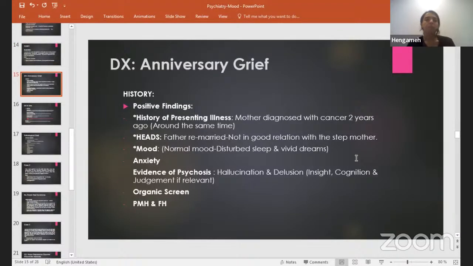So the positive points in the recalls are: mother diagnosed with cancer 2 years ago, around the same time, and he's going to say he recovered. So an important question is whether he recovered after mom passed away, and he'll say, yes, after a couple of months I recovered. Father remarried, they're not on good terms. Normal mood, disturbed sleep, a lot of vivid dreams about mom.